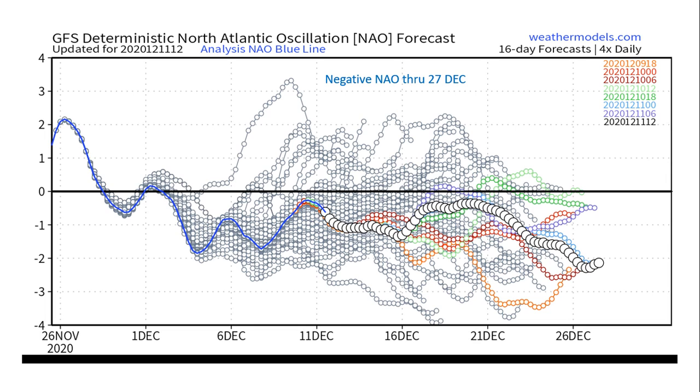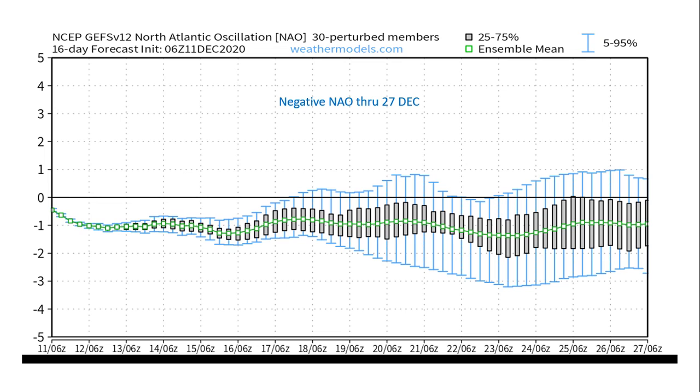The GFS deterministic NAO forecast showing that white line. Look at that white line, or the white circle area there. That's showing a forecast of negative all the way out through the 26th to the 27th of December, according to the GFS deterministic. And then the NCEP GEFS V12 30 perturb members, also indicating a slightly negative trend, the green line there, of the NAO for the GEFS.